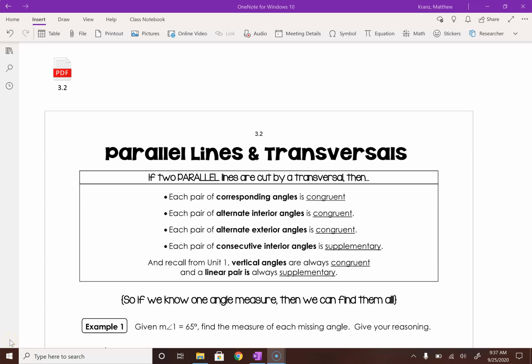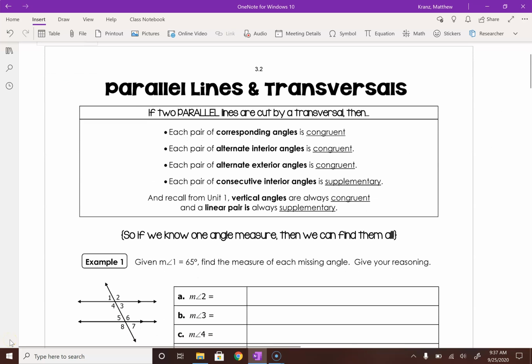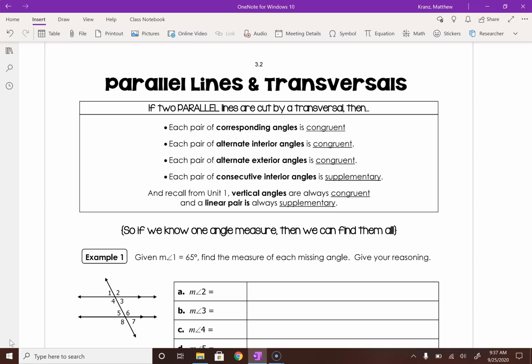Hi everyone and welcome to Geometry Lesson 3.2. In this lesson we are going to continue looking at parallel lines and transversals and the angles that they make, and figure out what happens when we actually have parallel lines with a transversal.